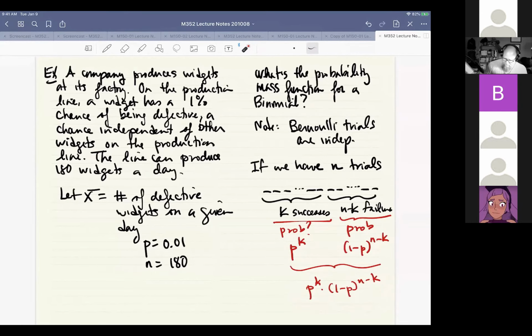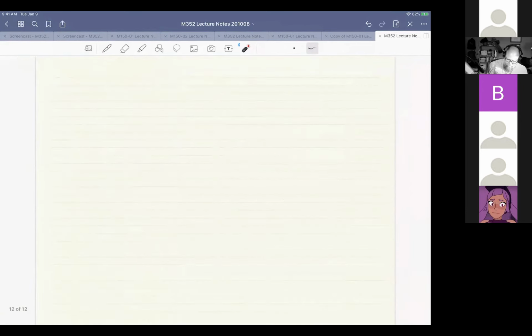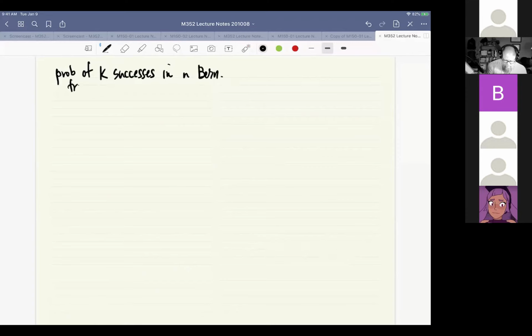Let me go to the next page. I'm going to write this down. Probability of k successes in n Bernoulli trials with success probability p. It's going to use the term p to the k times 1 minus p to the n minus k.